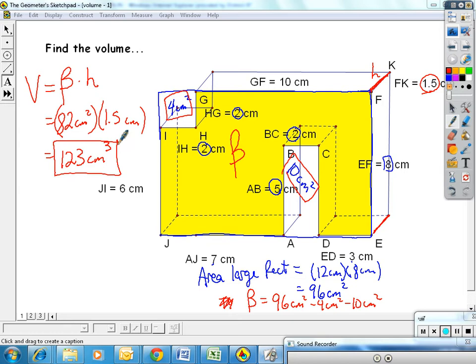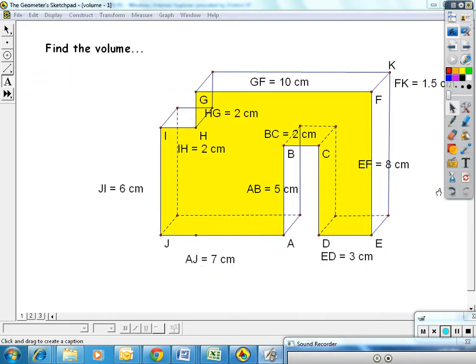Notice I've got cubed on my answers. Be sure to write your units. 123 cubic centimeters. Okay, we'll move on.